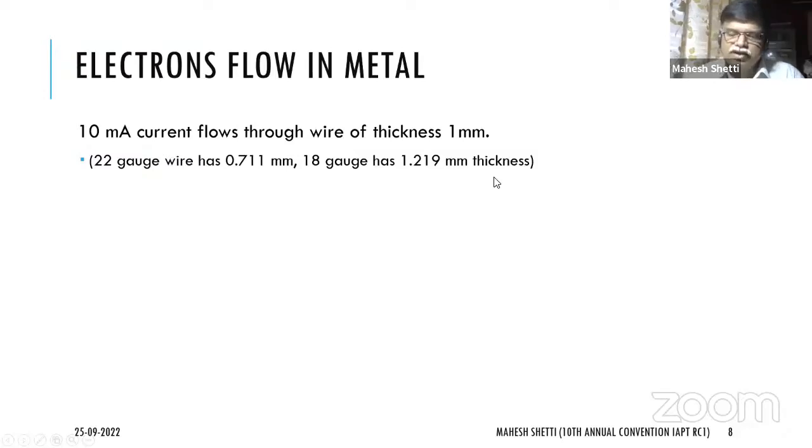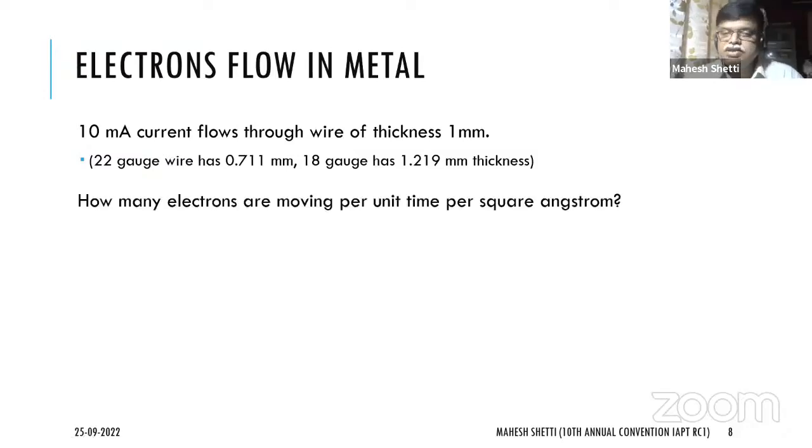So I'm taking somewhere order of magnitude. How many electrons are moving per unit time per square angstrom? I'm saying square angstrom. Why? Because the typical size of an atom is an angstrom. So when you consider one particular atom, how many electrons are effectively flowing? That we want to calculate.